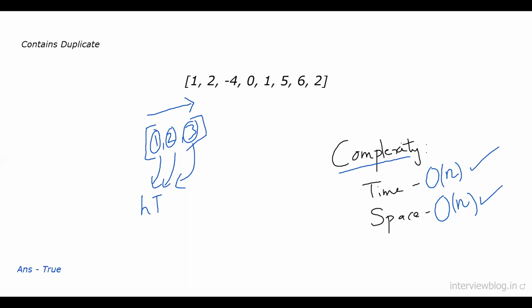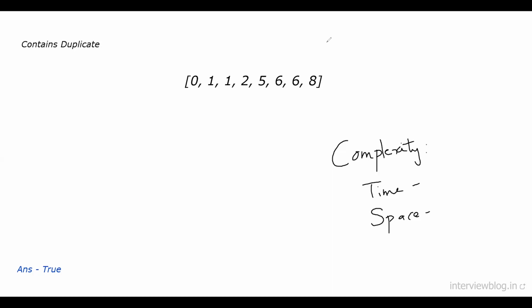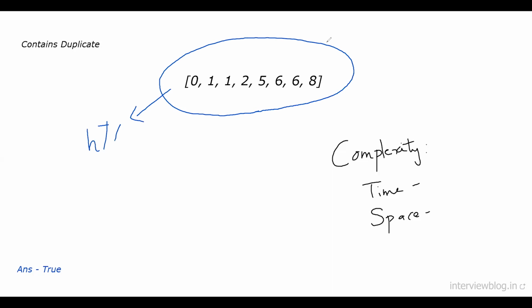So before diving into the code walkthrough, let us now see another scenario where the given input array is sorted. Let us now take a scenario where the given input array is already in a sorted fashion. In this case, I won't be requiring any hash table or set to solve this problem. I can solve this problem using simple two-pointer technique.